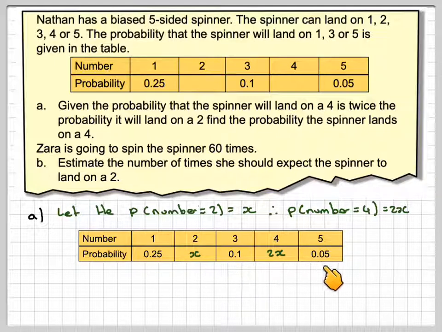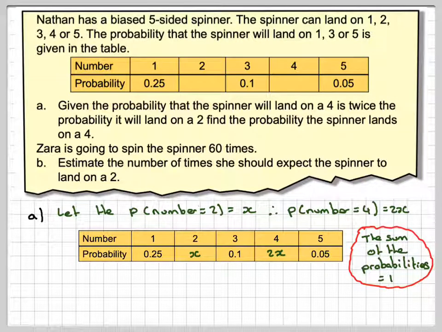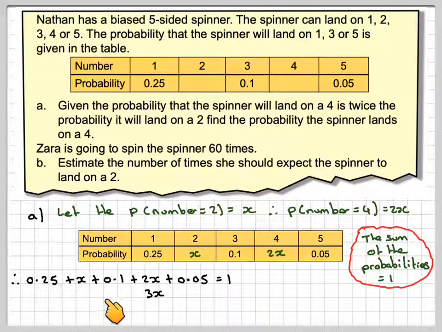Now, these probabilities must add up to 1. The sum of the probabilities of a particular experiment add up to 1. And therefore we can form an equation. So we can say that 0.25 plus x plus 0.1 plus 2x plus 0.05 is going to be equal to 1. And therefore we've got x plus 2x, which is 3x, and we've got 0.25 plus 0.1 plus 0.05, which is plus 0.4, will be equal to 1.